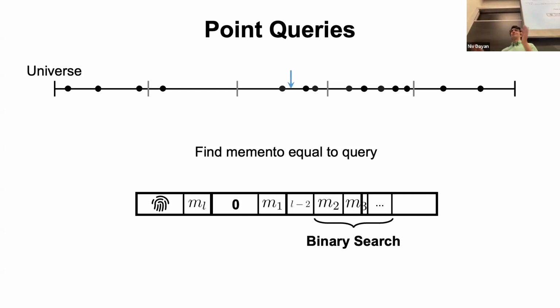Because the prefix itself is never really stored anywhere. You're just hashing it and storing a hash of it. You're only storing the mementos explicitly in some sense. And the size of the memento is determined by the range query length. Is that correct? Yeah. So in some sense, the universe size itself doesn't really matter that much. You only care about the range query size.